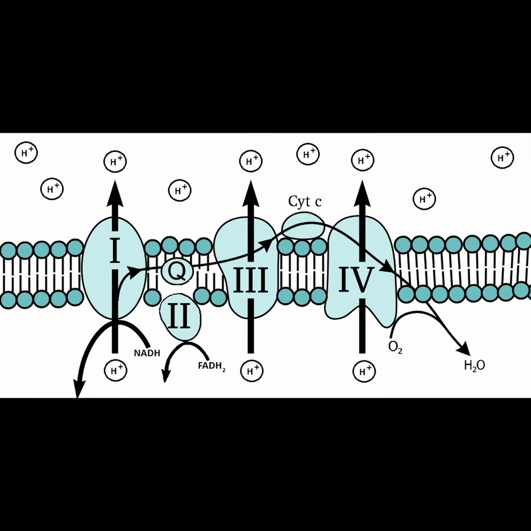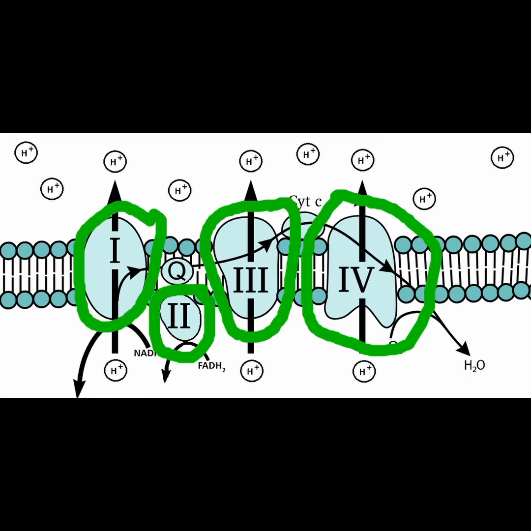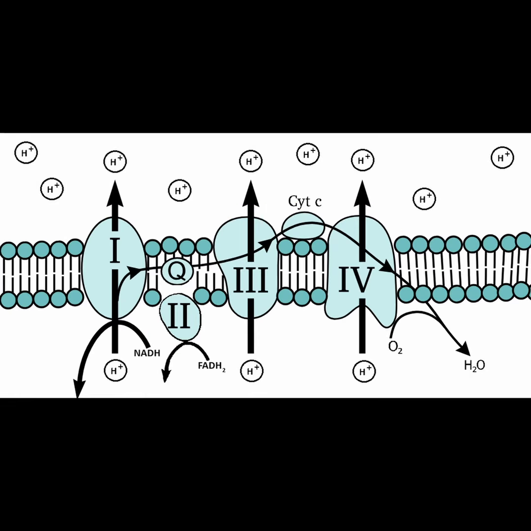The components and the machinery in the form of protein complexes to produce ATP are embedded within the inner membrane. Within the inner membrane, there are 4 different complexes labeled 1 through 4, which are large multi-protein structures, as well as 2 smaller intermediate transport molecules. This is what we call the electron transport chain, or ETC.